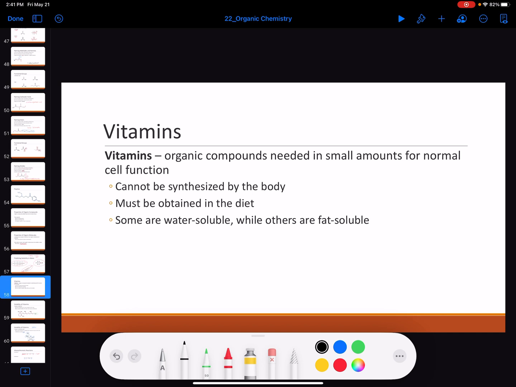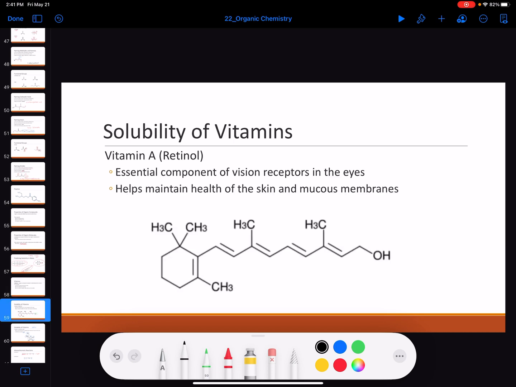Okay, what about vitamins? Well, this gets into a bit of biochemistry, but vitamins are just organic compounds that your body needs small amounts of in order to help your enzymes function properly. Your body can't synthesize them on its own typically, so you have to get them in your diet. Some are water soluble, some are fat soluble. You can tell just by looking at them, right? So in this case, big old carbon chain, a measly little OH, so vitamin A would not be soluble in water, okay?